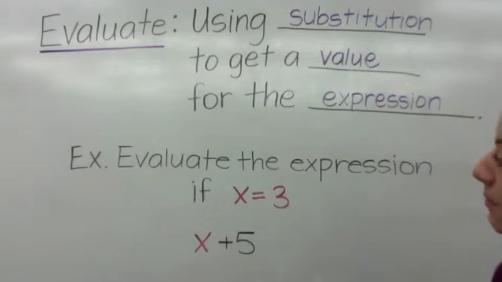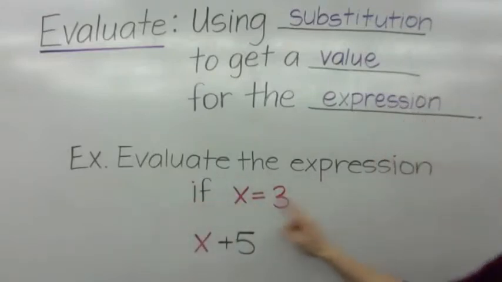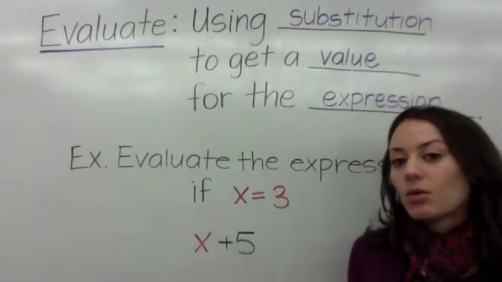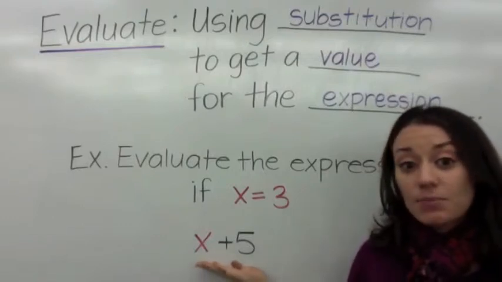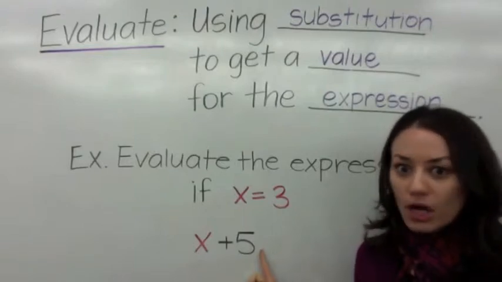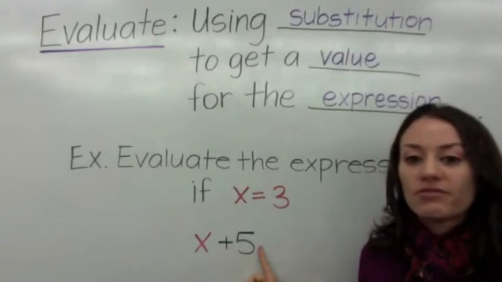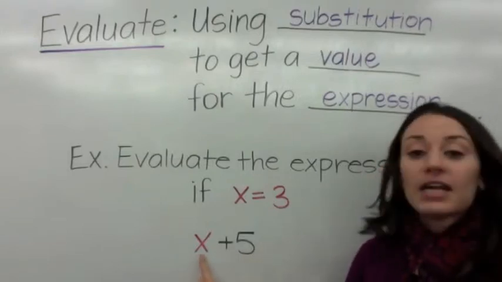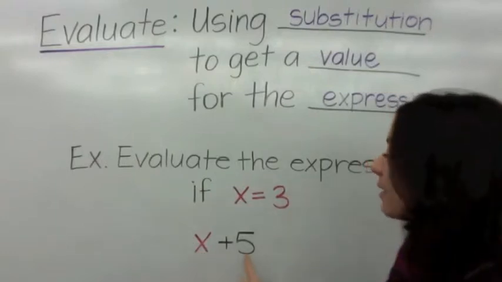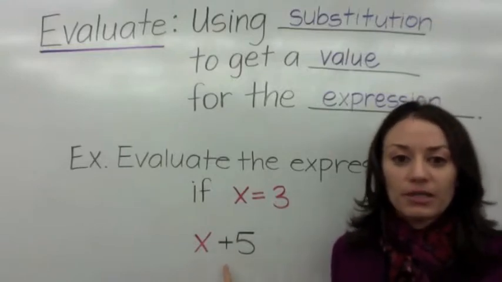Let's take a look at the example. It says, evaluate the expression if x equals 3. Okay, so the expression is like the example. It's x plus 5. Is there an equal sign? Yes or no? No, not down here, okay? So there is no equal sign, and that's why we have to evaluate this expression. Again, the variable is what? What's the letter? The letter is x. The number is 5. So whatever x is, we're going to add 5 to it.